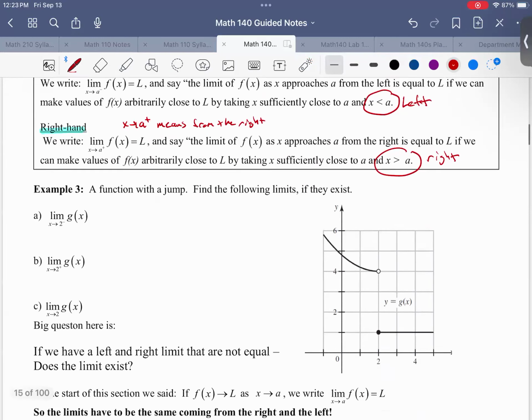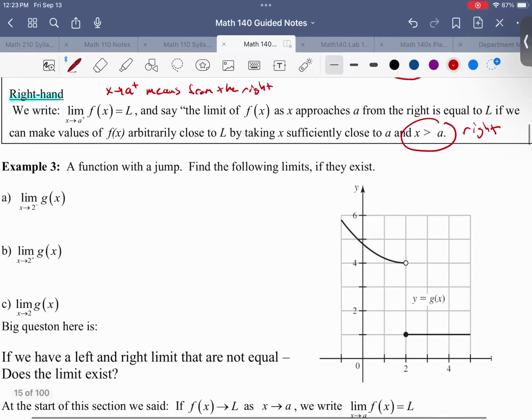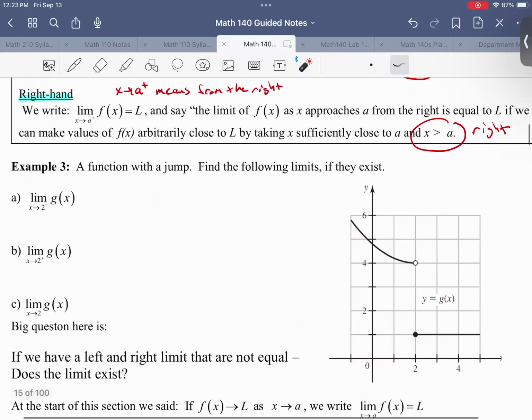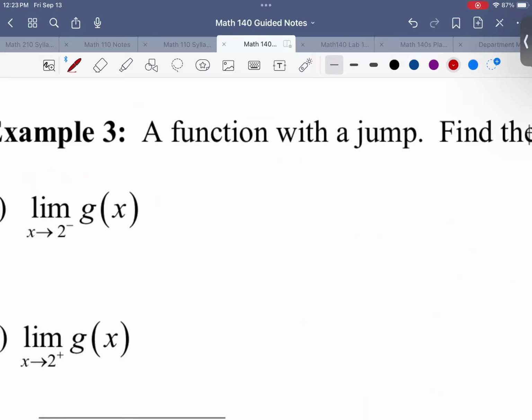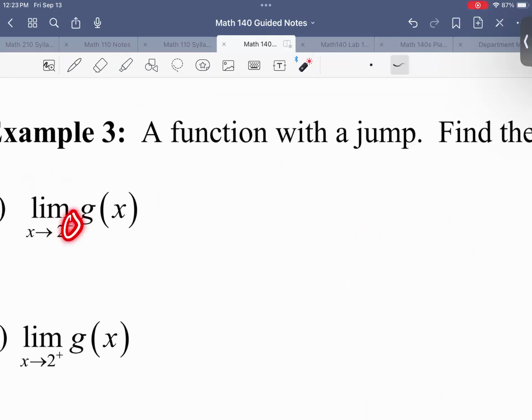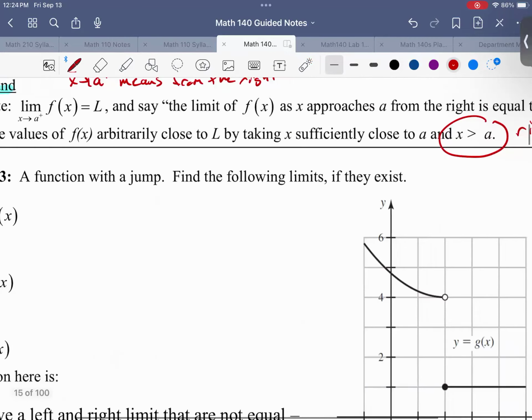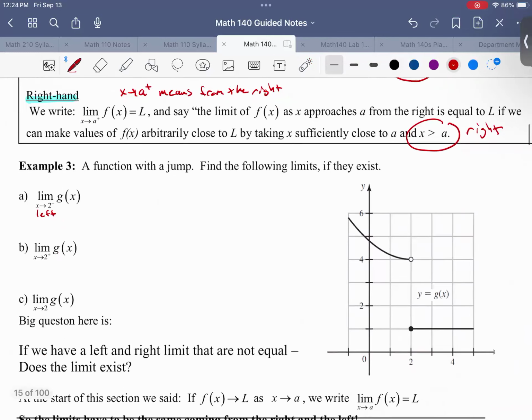So let's go ahead and look at an example. A function with a jump. You see this function here. This is called a jump. You're jumping from this guy to that guy at 2. Let's check it out. We want to find if this limit exists. So we're looking at it as x approaches 2 and it has a minus there. Where are you approaching from? The left. So we're checking out the limit as we approach 2 from the left.